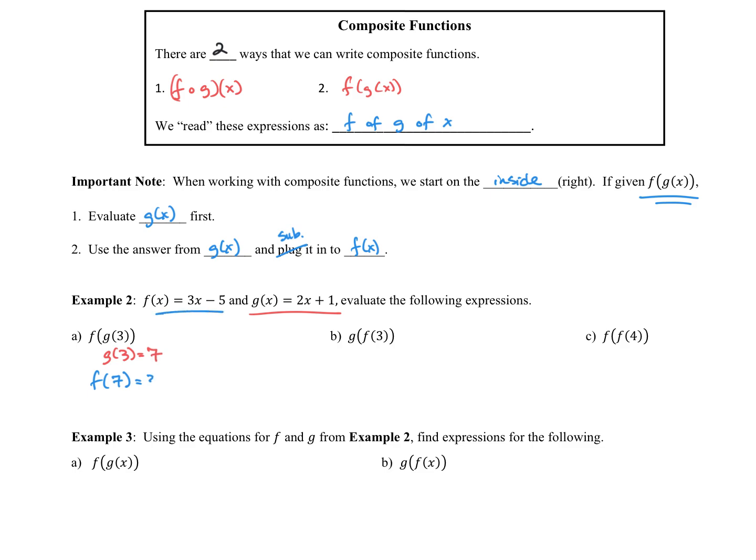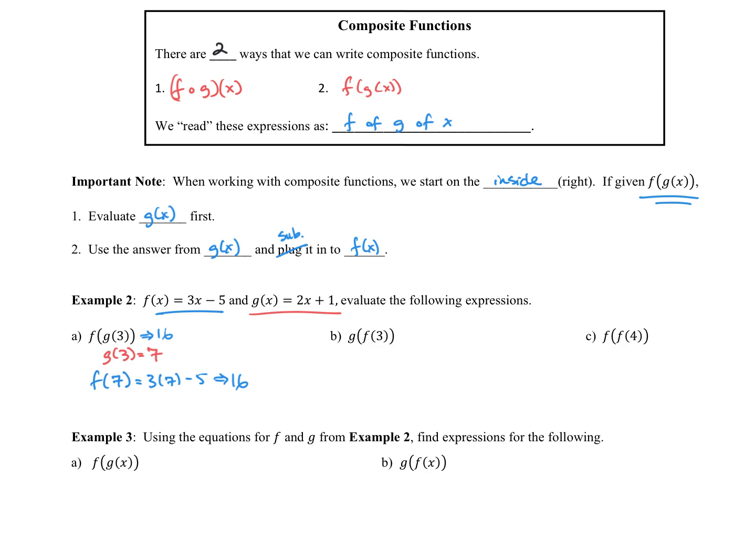And so now I have 3 times 7 minus 5. And so 3 times 7 is 21. 21 minus 5 is 16. So f of g of 3 is 16. All right, see how we did that? We go inside out.